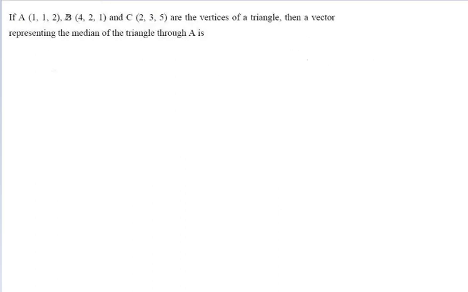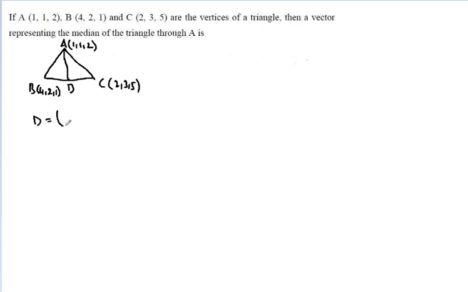Capital A (1, 1, 2) and capital B (4, 2, 1) and capital C (2, 3, 5) are the vertices of a triangle. Then the vector representing the median of the triangle passing through A. Here, triangle ABC is given. This is A (1, 1, 2) and B (4, 2, 1) and C (2, 3, 5). Here it is asking for the vector representing the median through A. Median means passing through the midpoint of the opposite side. This is D.